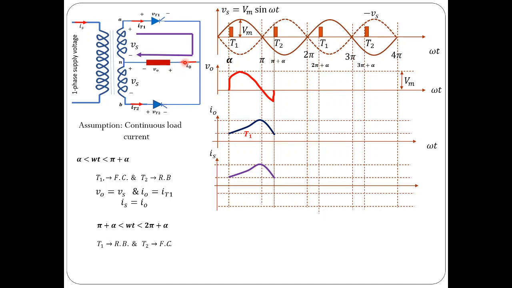Load current will be transferred from thyristor 1 to thyristor 2 at this moment. Thyristor 1 is known as the outgoing thyristor, and thyristor 2 is known as the incoming thyristor, because load current is transferring from thyristor 1 to thyristor 2. That is, at omega t equal to pi plus alpha. In fact, for omega t from pi plus alpha to 2 pi plus alpha, during this pi radians, thyristor 2 would be conducting, and load current during this period is the same as the thyristor current, which is the same as minus the source current.